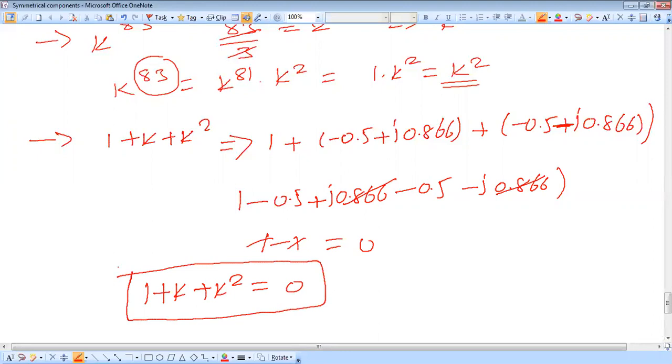Remember, this relation will come in most of the fault calculations and so many relations. We are getting this 1 plus k square. The 1 plus k square equals 0. Now we have to remember this relation.